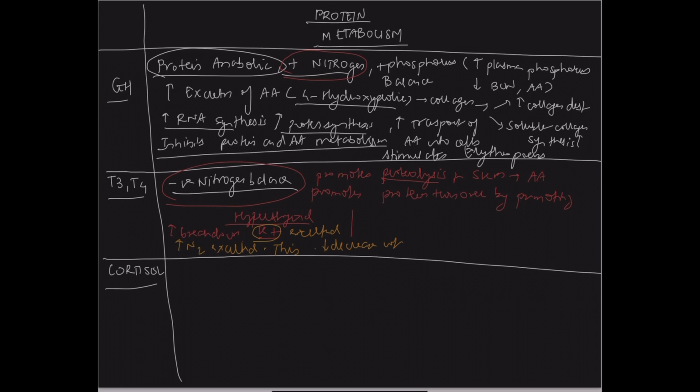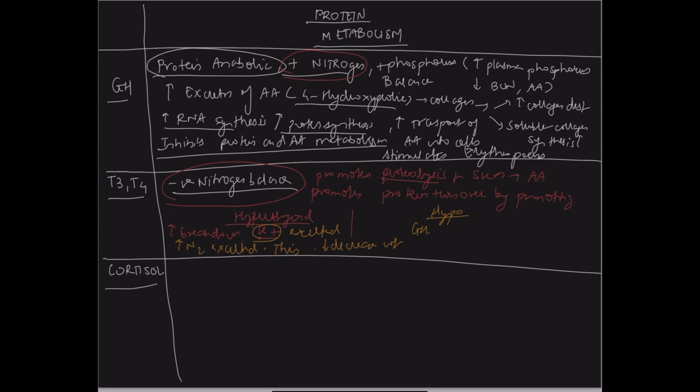Now, let's see what happens in hypothyroid. In hypothyroid, growth increases only in the presence of GH. That means if a patient has hypothyroid, there will be growth only when GH secretion is normal. Therefore, the protein synthesis required for growth requires both GH and T3, T4. I repeat, the protein synthesis required for growth requires two hormones, that is GH and thyroid hormones.